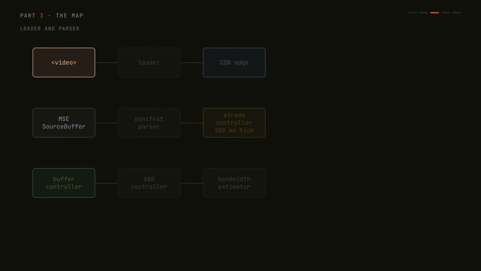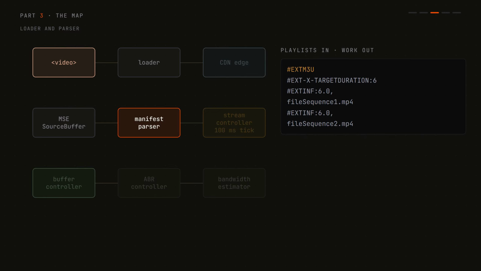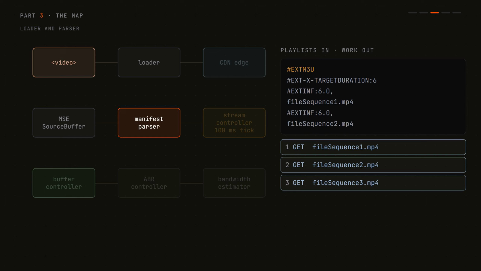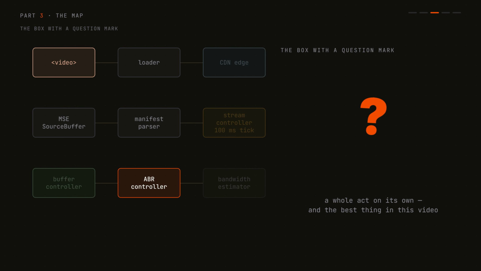2 small pieces next. Something to fetch, text playlists first, binary segments after. And something to parse those playlists into a list of things worth fetching. Boring. Necessary. Moving on. Then the interesting one. Something has to decide which rendition to pull next. That's a whole act on its own. I'll come back to it, it's the best thing in this video.